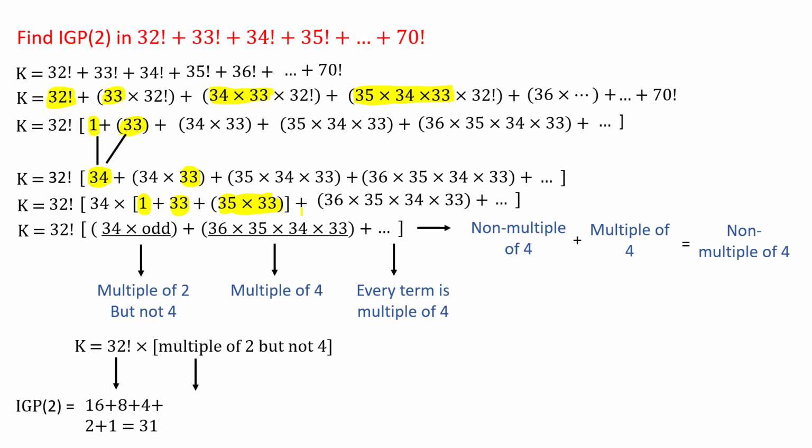This bracket is a multiple of 2, and this bracket is not a multiple of 4. So in the prime factorization of this bracket, the power of 2 is going to be 1. It is not going to be more than 1 because this bracket is a multiple of 2 but not 4. So the IGP of 2 in this bracket is going to be 1 only. So the final IGP of 2 is going to be how much? 31 plus 1, that is equal to 32.